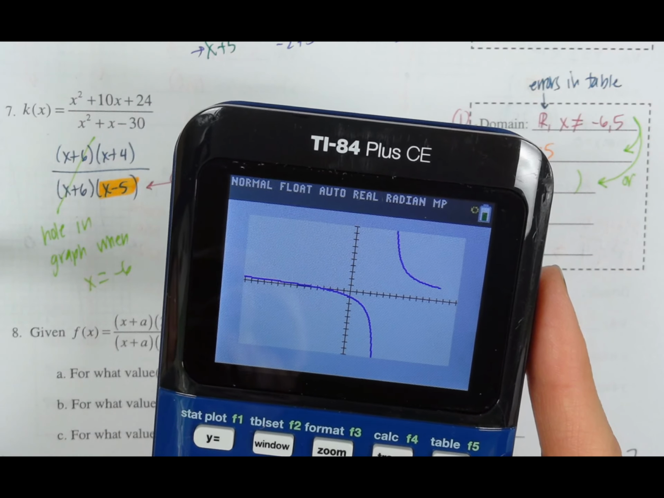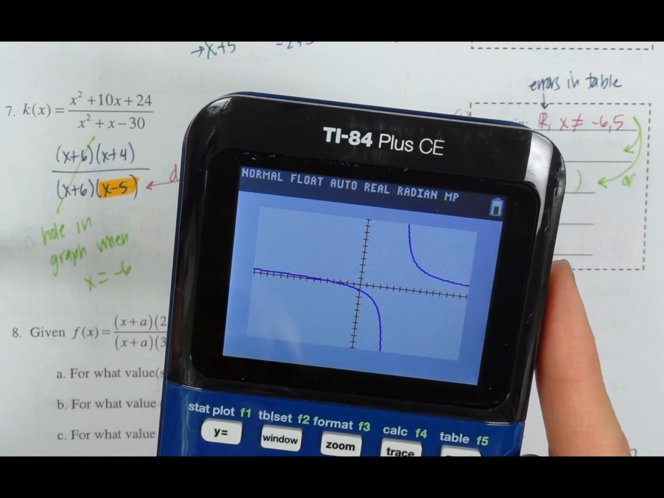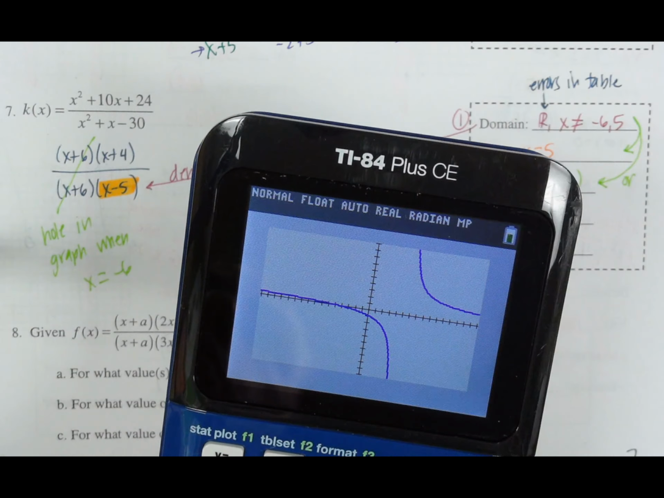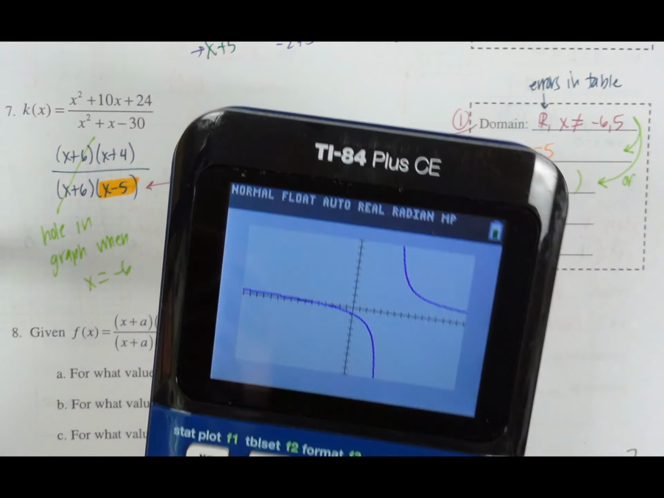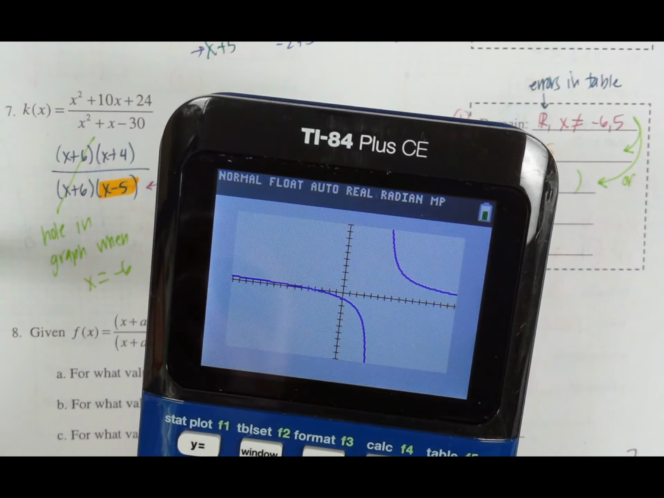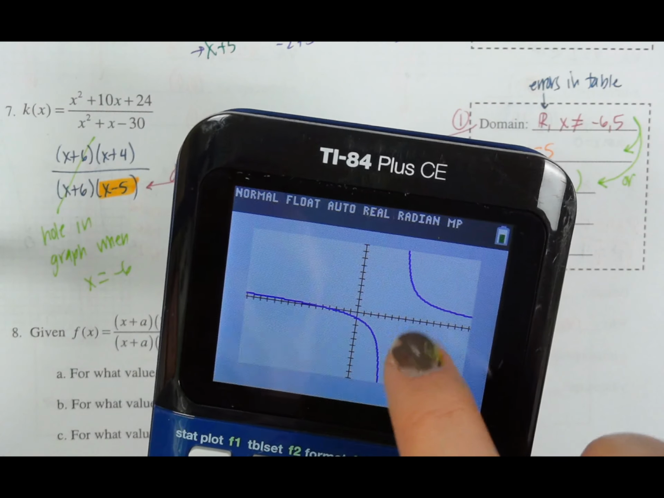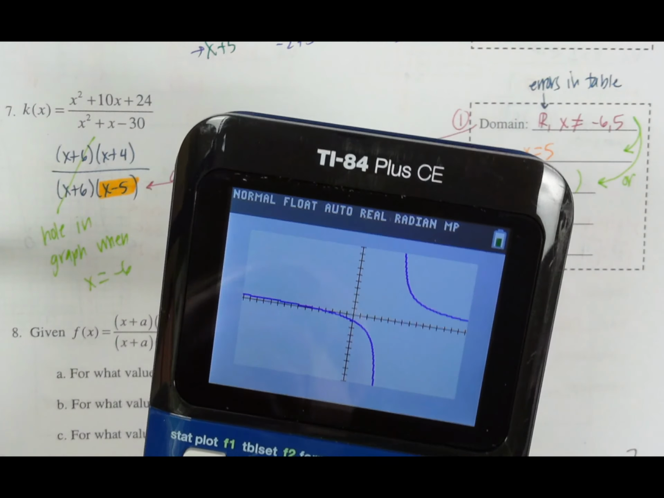How many vertical asymptotes do there appear to be? Just one. So when you have this business here where it goes opposite directions, they could go the same direction, but in this case they go opposite directions. That's a vertical asymptote.